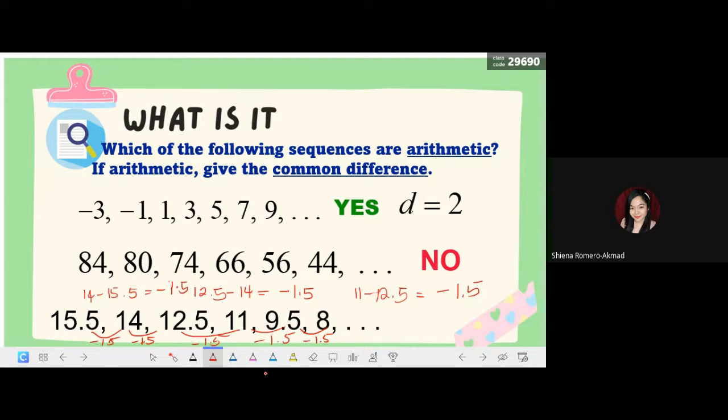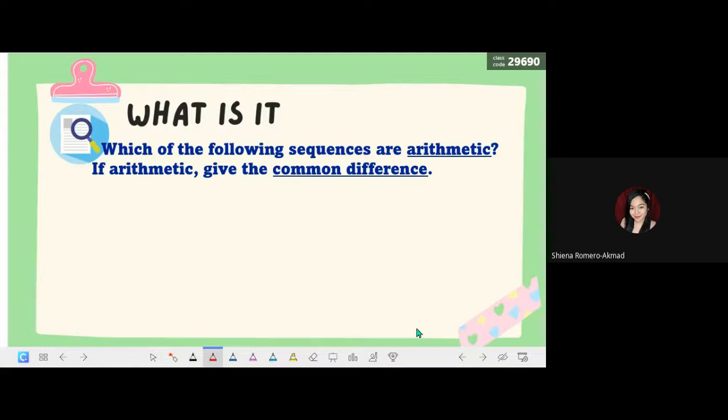Arithmetic or not? Arithmetic na po, ma'am. It is an arithmetic sequence. Yes, it is arithmetic because your common difference is negative 1.5. Diba? Arithmetic sequence siya. Nakakita lang kayo ng decimal na sabi niyo hindi na agad. Next.